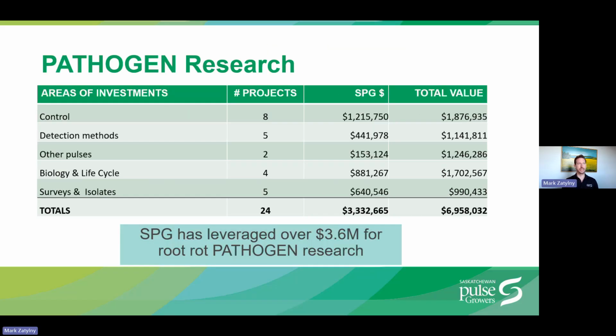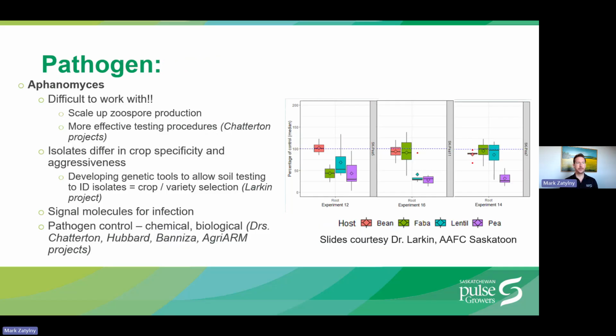First, I'm going to look at the pathogen research. We've got 24 projects that fit into this space with $3.6 million from SPG committed. We've done a lot of work with Aphanomyces itself, and we've learned a lot about it in the past decade, but there is still a lot of work being done to further that knowledge. It is a very difficult pathogen to work with in the lab, greenhouse, and field, so protocols are constantly being refined and developed to allow for more consistent testing.